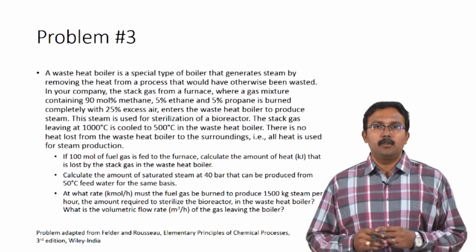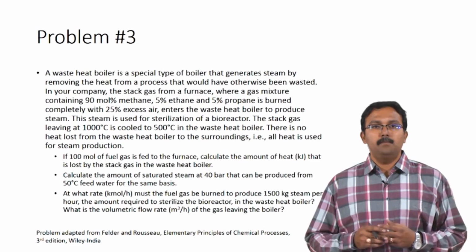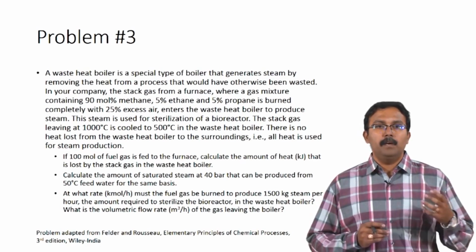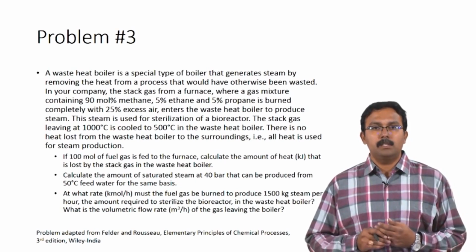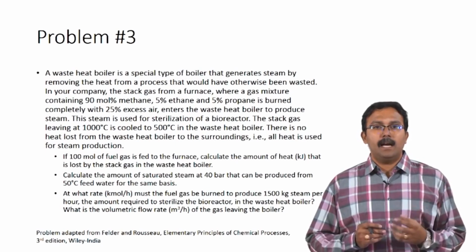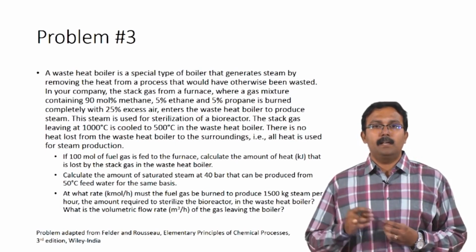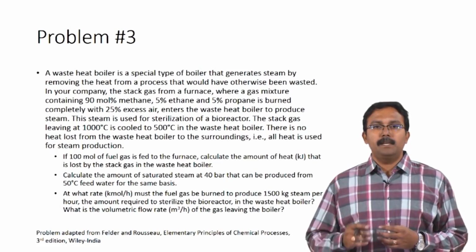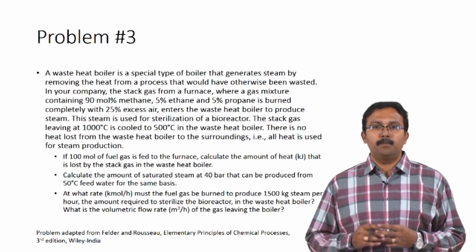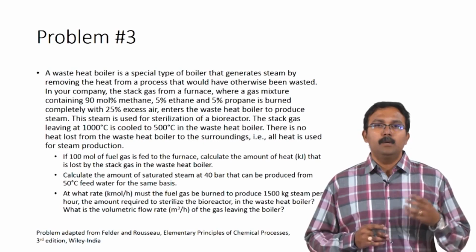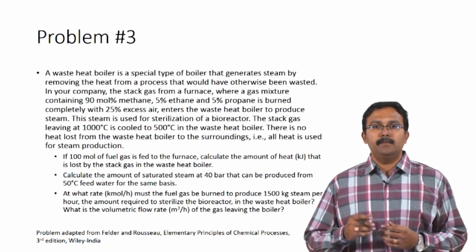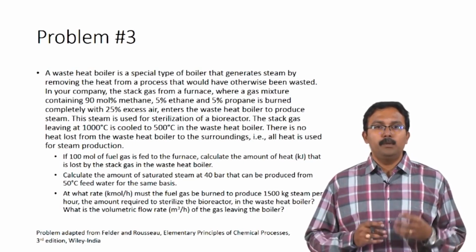Here is the third tutorial problem. A waste heat boiler is a special type of boiler that generates steam by removing the heat from a process that would otherwise be wasted. In your company, the stack gas from a furnace where a gas mixture containing 90 mole percent methane, 5% ethane and 5% propane is burnt completely with 25% excess air, enters the waste heat boiler to produce steam.